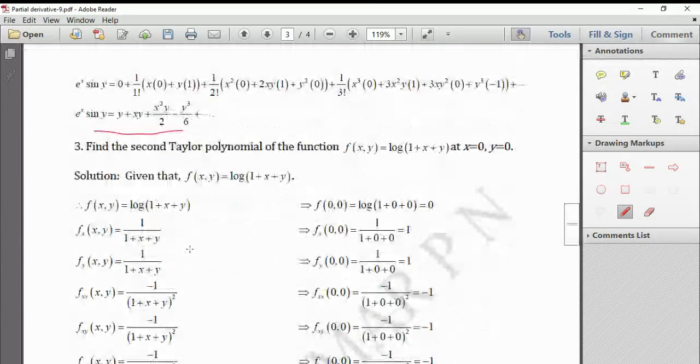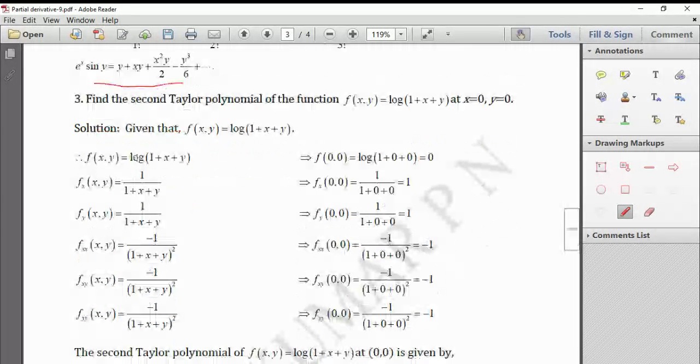Now this is how you have to solve the problems, right? For finding the Taylor expansion or Taylor polynomial of the given function. I'd given one more problem. Log of 1 plus x plus y at x equal to 0 and y equal to 0. We need second order Taylor polynomial. So second order partial derivative is necessary for us for writing this.